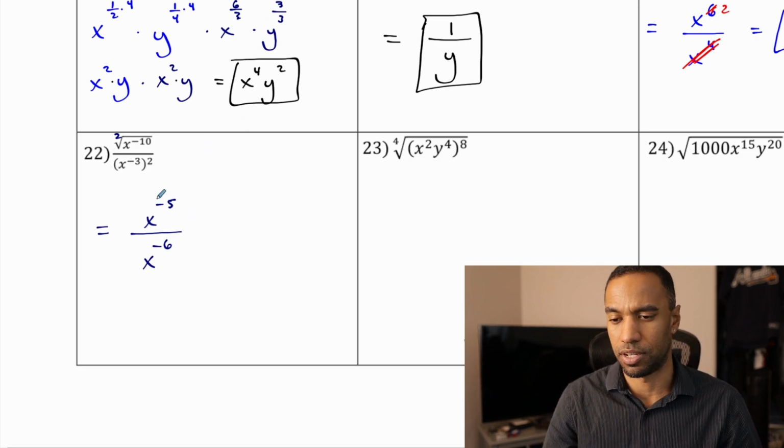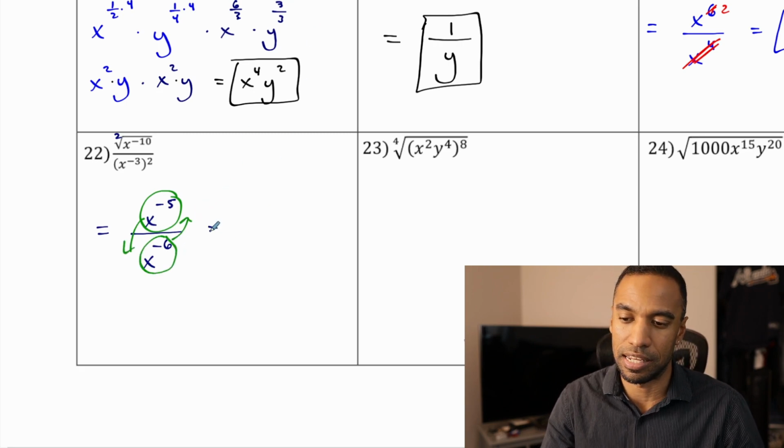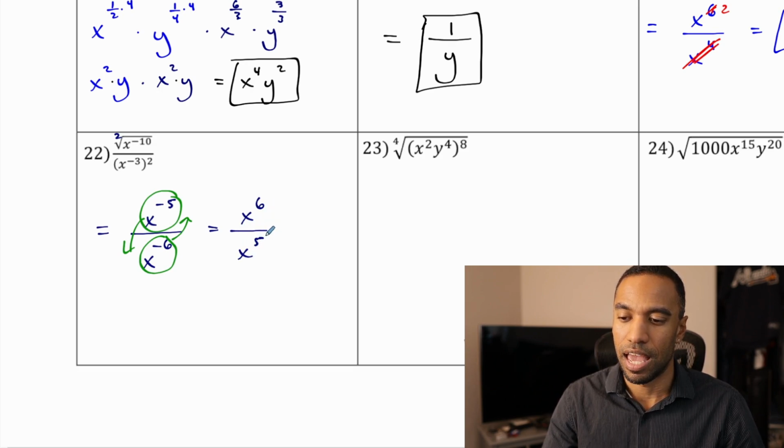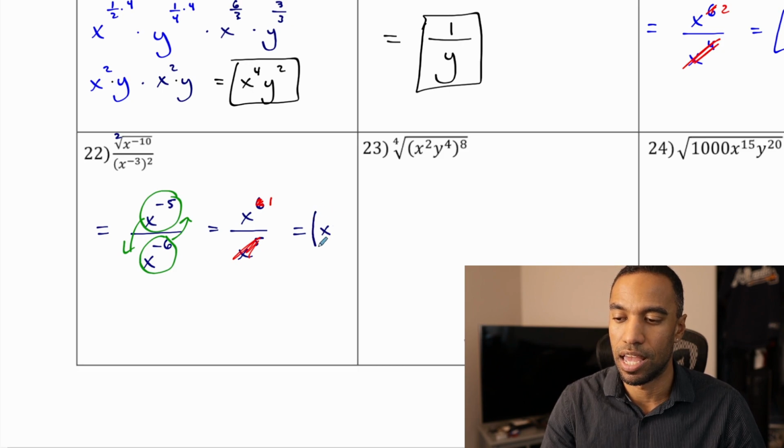So not done with this thing here. I'm going to take this guy and move it down, and I'm going to take this guy and move it up as I change their signs, and I'm going to get x to the 6th over x to the 5th. And of course, we can then divide these things here. Remove all 5 x's from the bottom, remove 5 from the top, and you're left with just 1 x right there, or as I can just say, x.